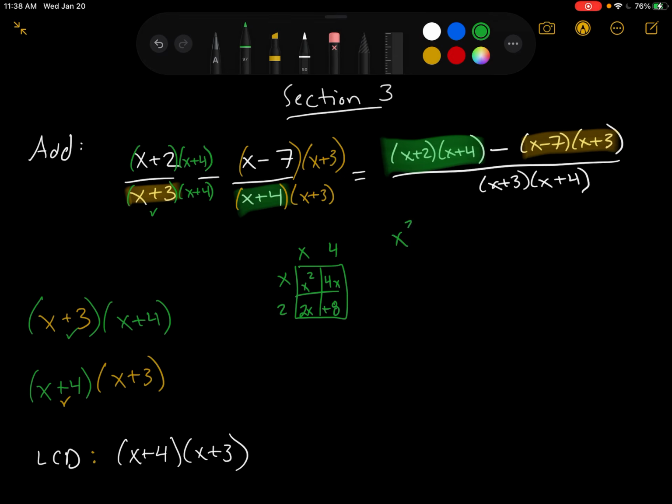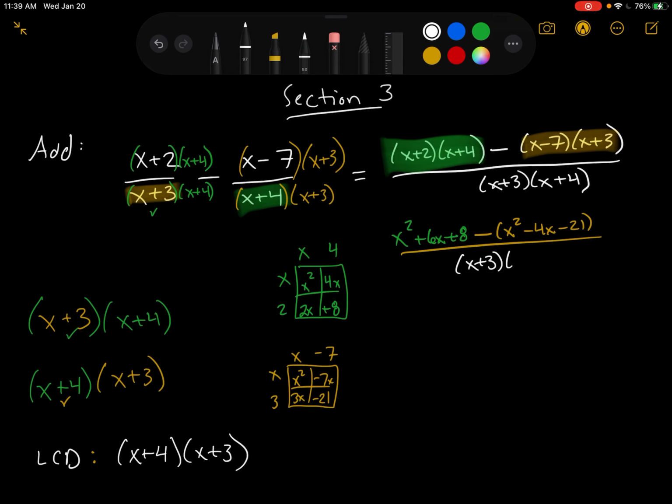So we'll end up with that term will be x squared plus 6x plus 8. And then for our next term in yellow, we'll do the same thing right below it. And again, x minus 7, don't forget that negative, and then x plus 3. So x squared minus 7x, and then 3x, and then a negative 21 down there. And remember, this is all minus. So x squared minus 4x minus 21. And this is still over that same term. So the x plus 3, x plus 4.